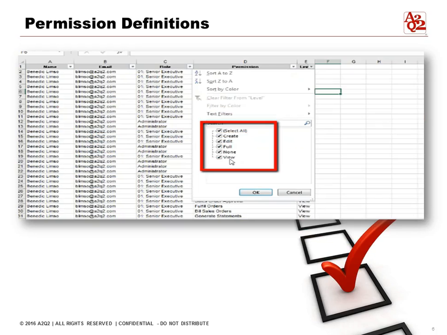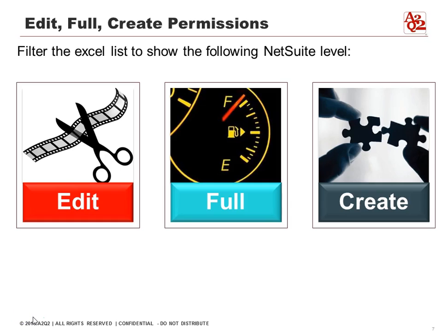So once we have the report exported out, we want to now filter for only the levels that we're interested in. For our segregation of duties analysis, we want to zero in on the create, full, and edit permission levels. We can filter out the none and view because if they only have view access, they can't change anything or impact our financial statements. So we want to filter the Excel file to show only the 3 permissions for edit, full, and create.